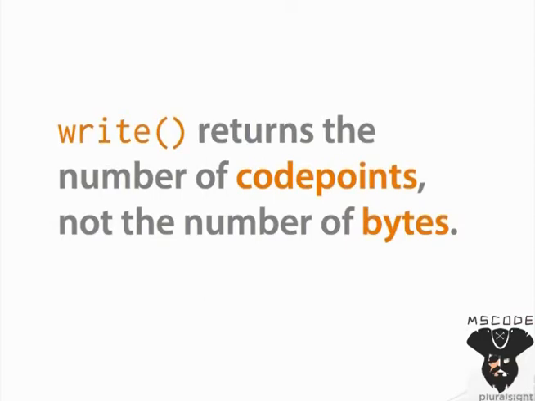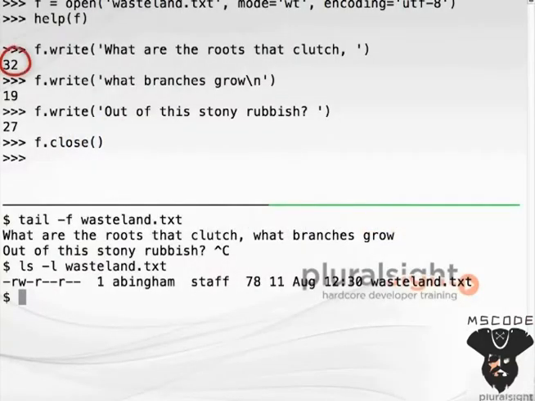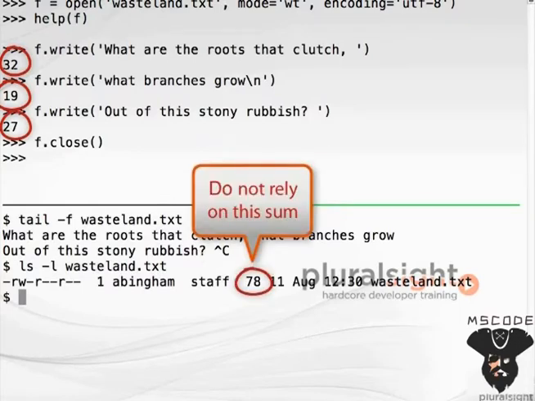The number returned by the write method is the number of code points or characters in the string passed to write, not the number of bytes written to the file after encoding and universal newline translation. In general, when working with text files, you cannot sum the quantities returned by write to determine the length of the file in bytes.